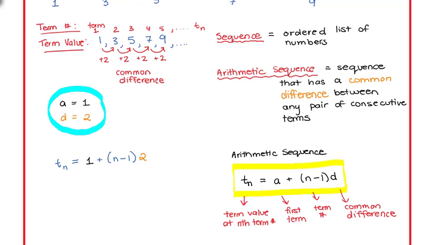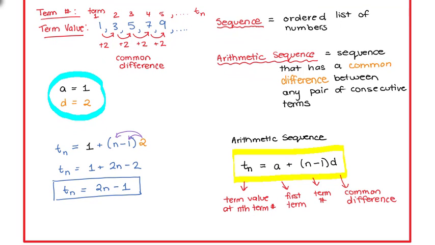I can simplify this equation further by expanding out this bracket and collecting like terms. So T at n is equal to 1 plus 2n minus 2. So T at n is equal to 2n minus 1. So here is a general formula so that I could figure out any term value along this arithmetic sequence.